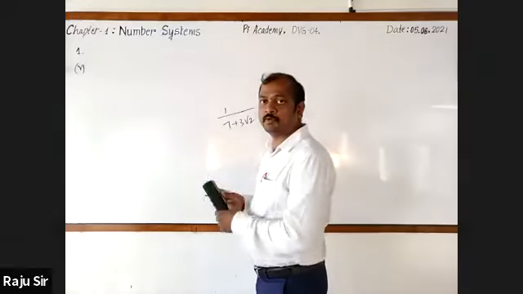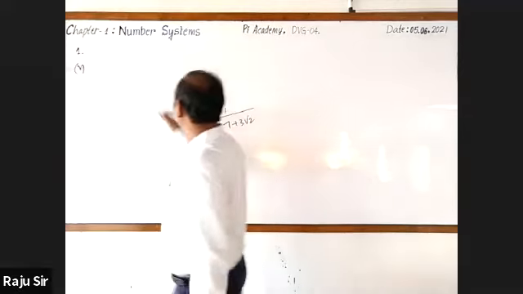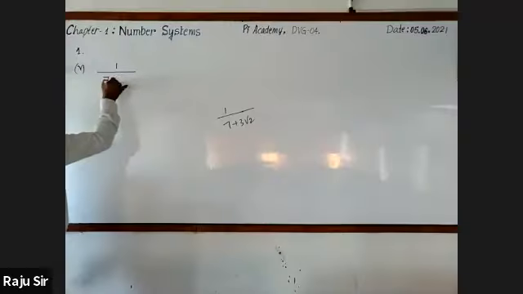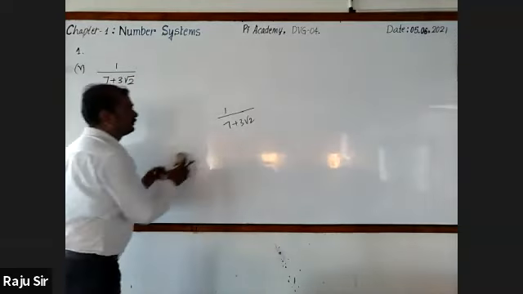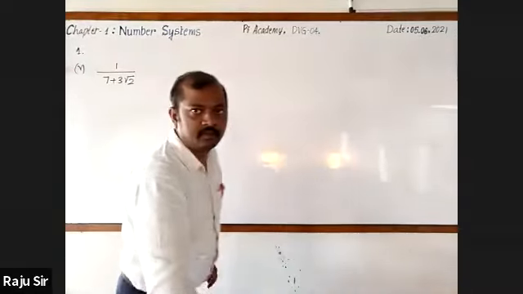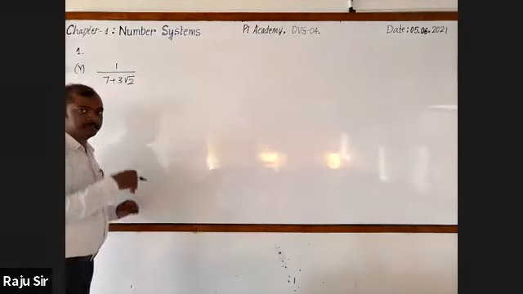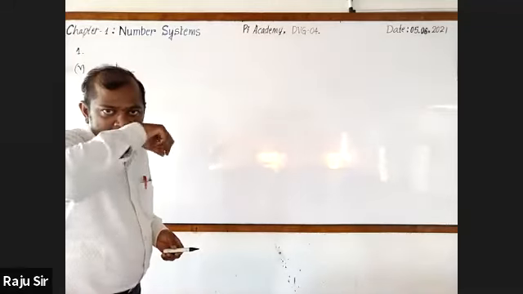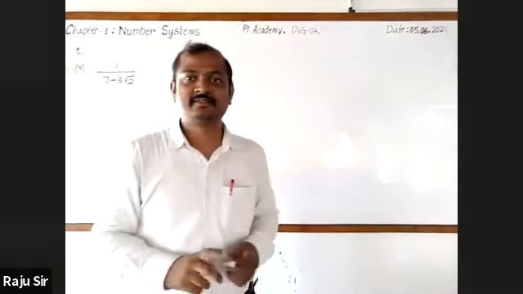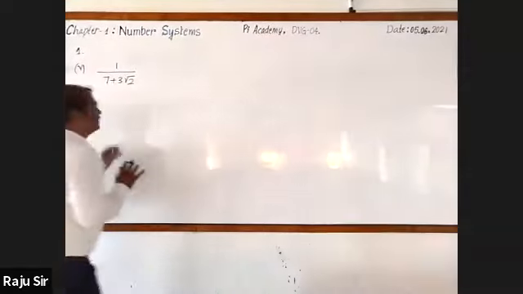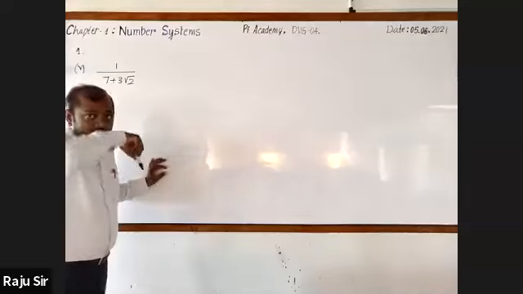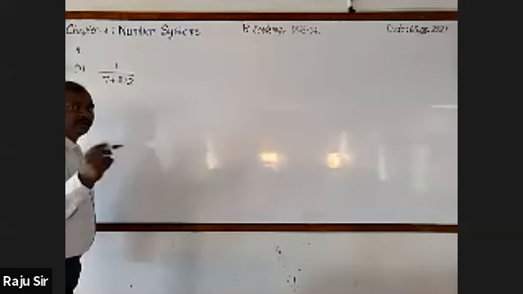Okay. Now let me take this. Right, write one by one, as quickly as possible: 1 by 7 plus 3 into root 2. Have you copied? Good. Right. In the denominator, we have a binomial irrational number. Now let's take its conjugate. Please go and write it with me.